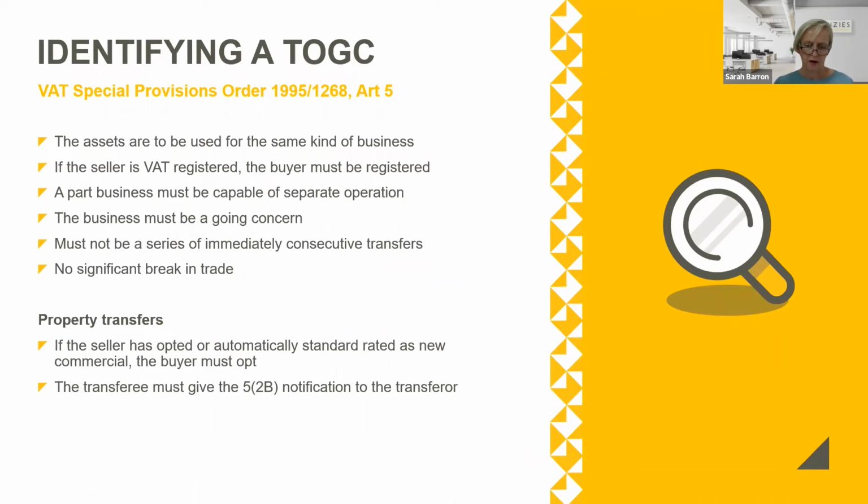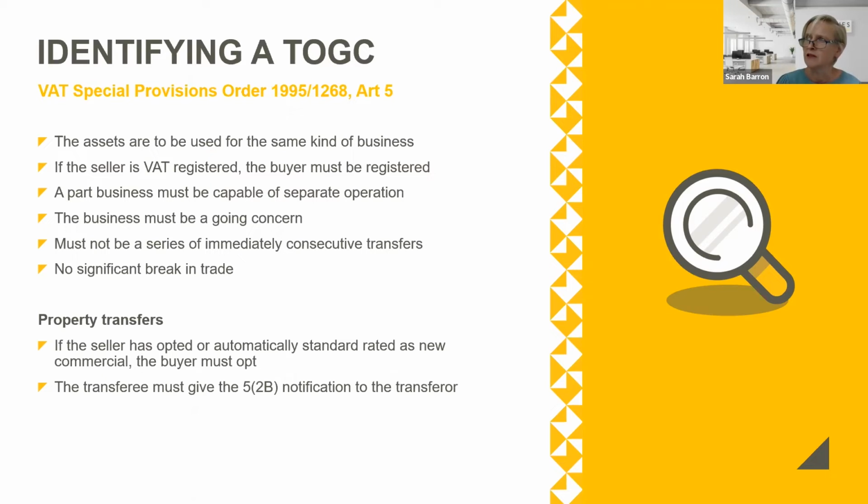So to identify this transfer of a going concern, this passing on of an economic activity from one entrepreneur to the next, we need to be happy that the person taking on this business, their VAT status falls fair and square on all fours with the previous owner. So are we using the assets for the same kind of business? And we'll look at that in a little bit more detail next. But it needs to be the same kind of business.